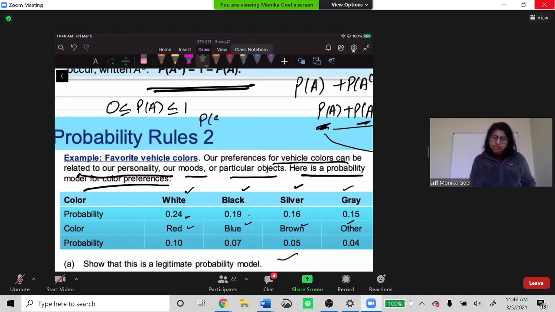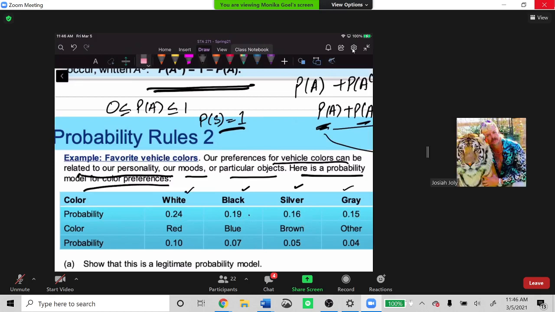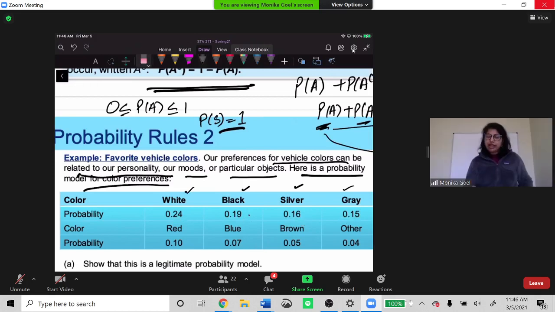The second rule is that the probability of the sum of the sample space is 1. Can one of you check if it's 1 or not? Add everything and see if it is 1. Yeah, it is 1. So our first two rules are satisfied, and yes, it is a right probability model to work with. Whenever you are working with any probability model, make sure that you check these two.